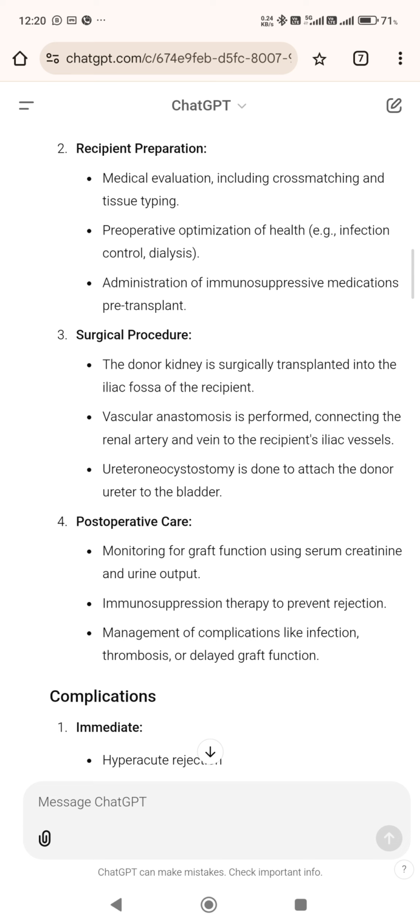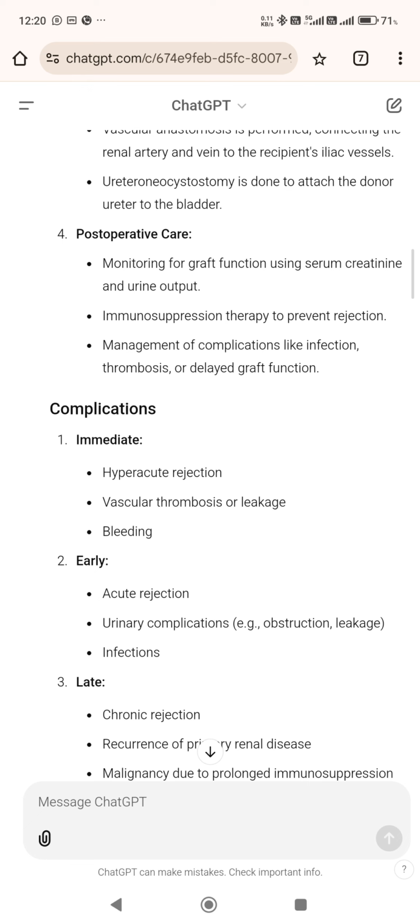4. Postoperative care: monitoring for graft function using serum creatinine and urine output. Immunosuppression therapy to prevent rejection. Management of complications like infection, thrombosis, or delayed graft function.